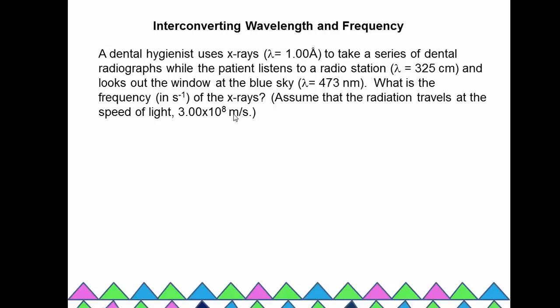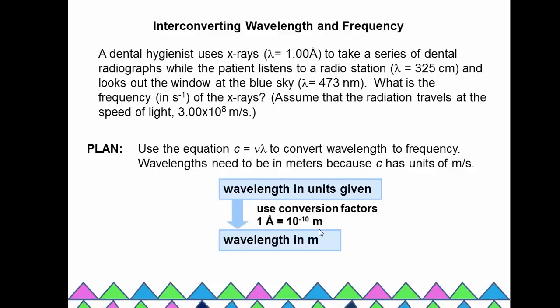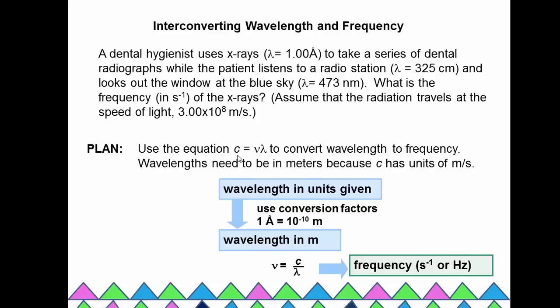It says, assume the radiation travels at the speed of light, which is 3 times 10 to the 8th meters per second. So we're going to use the equation that speed is equal to the frequency times the wavelength. And we're going to use the conversion that we know that 1 angstrom is equal to 1 times 10 to the negative 10th meters. We can rearrange our equation to say that frequency is equal to speed of light divided by wavelength. We just divided by lambda on both sides of this equation.